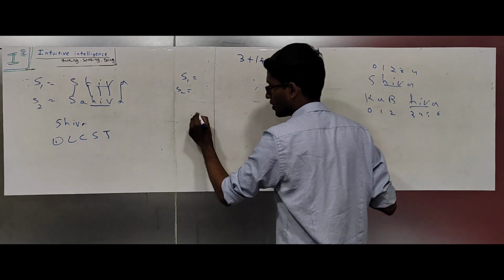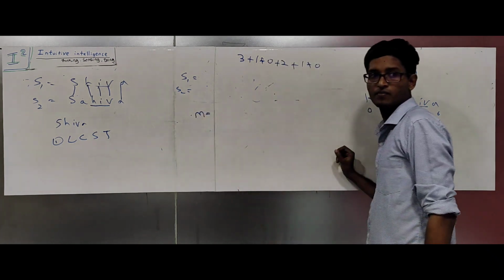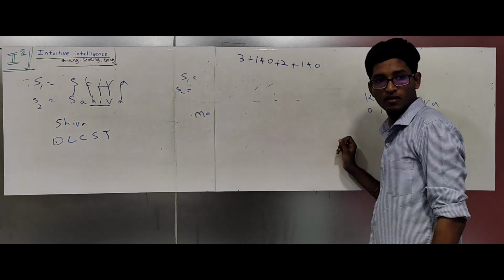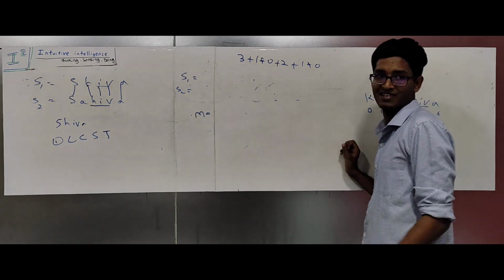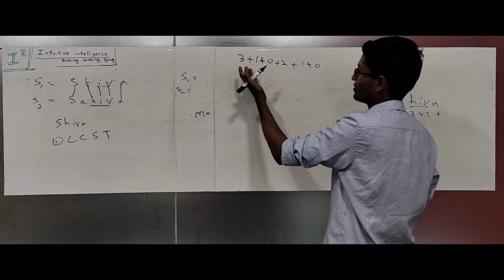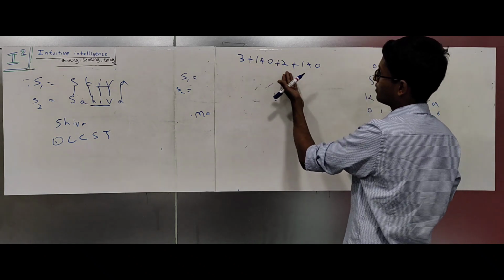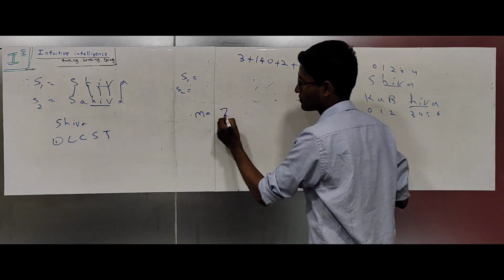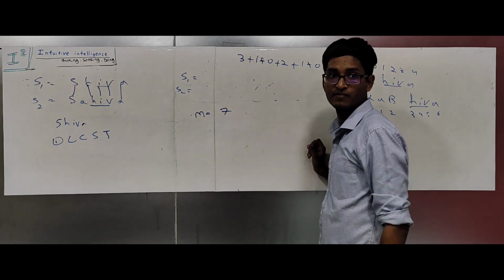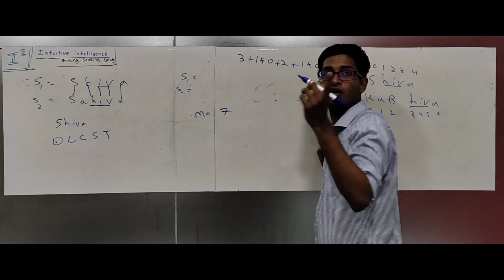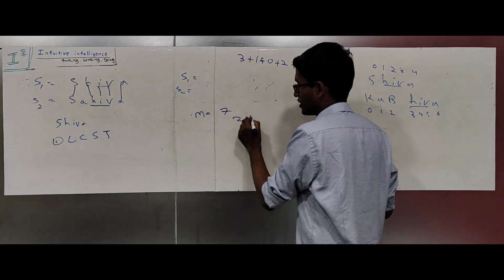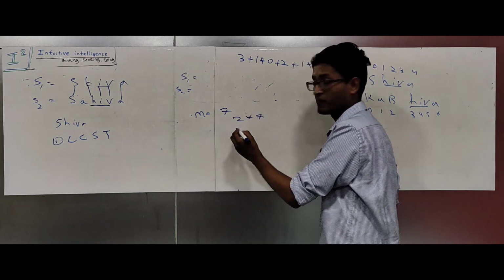So this is what they mean by M. After doing this calculation, you will get that M value. So 4, 5, 6 is 7. M is 7.